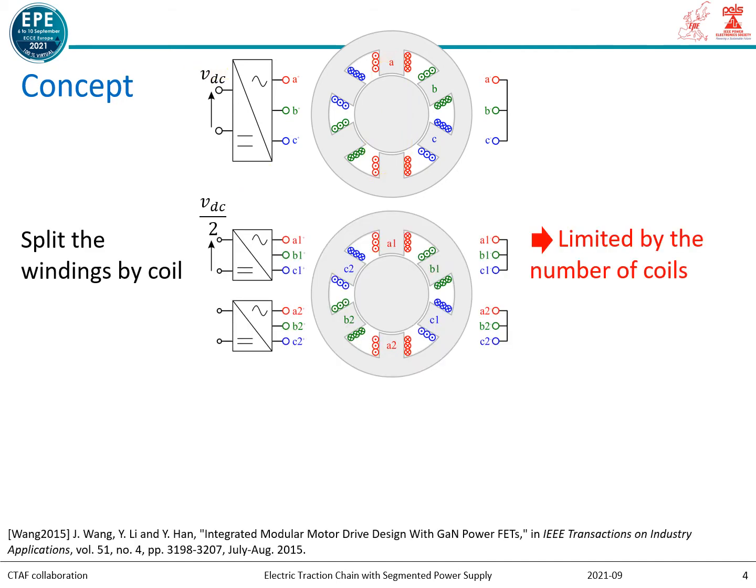It is possible to segment the power supply by splitting the windings into sub-windings. The conventional way is to split the windings by coil. For example, the winding A is split into A1 and A2. As a result, there are 6 sub-windings and therefore 12 terminals. Each sub-winding is now made of a single coil. Note that each sub-winding is wound around a different tooth. To obtain the same magnetic state, the machine is now fed by 2 independent 3-phase converters having a DC side voltage VDC by 2.